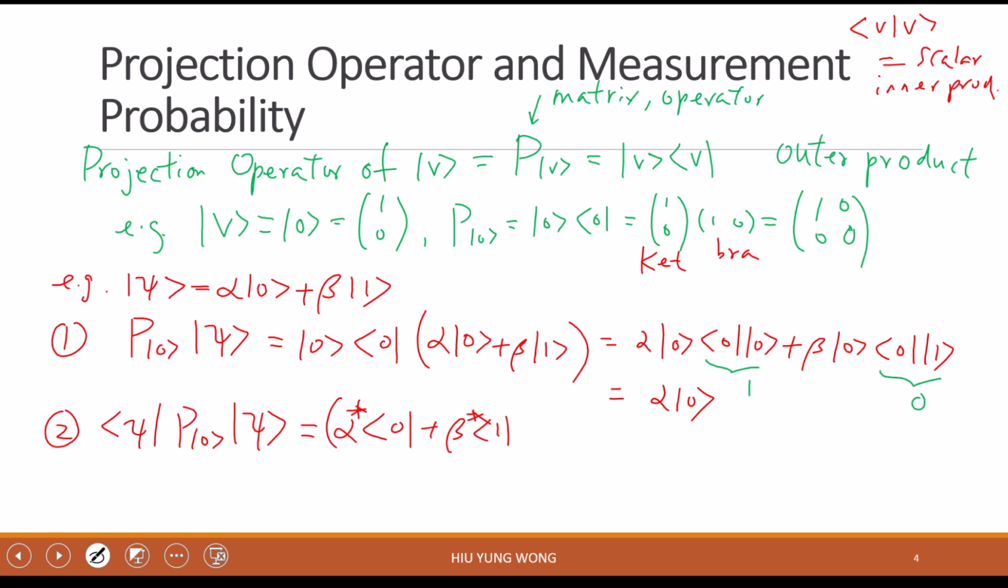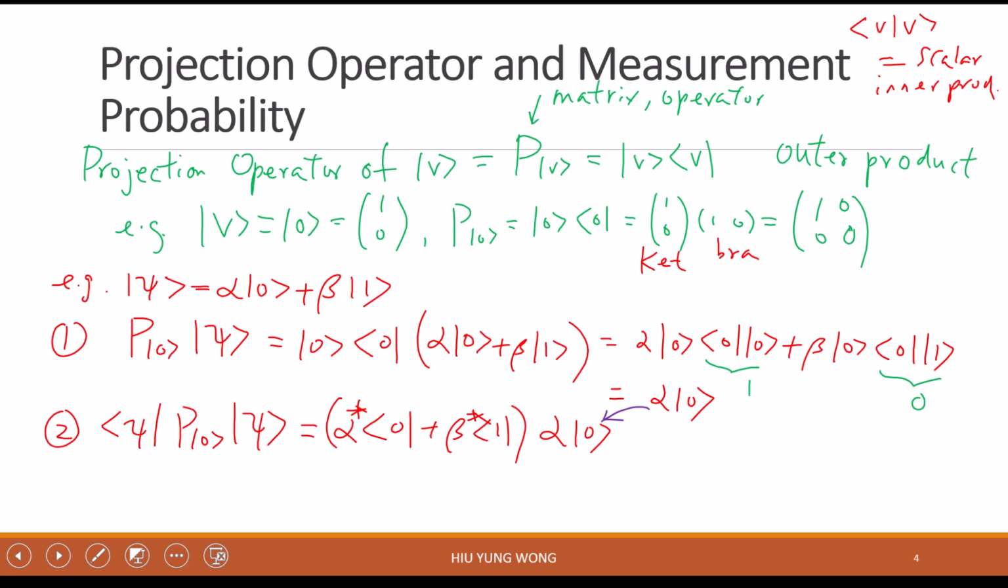And then the whole thing multiplied by alpha 0. Why do I do alpha 0? Because I just got from here, alpha 0 is the projection operator on psi, right? P psi. So let's do the same thing again.